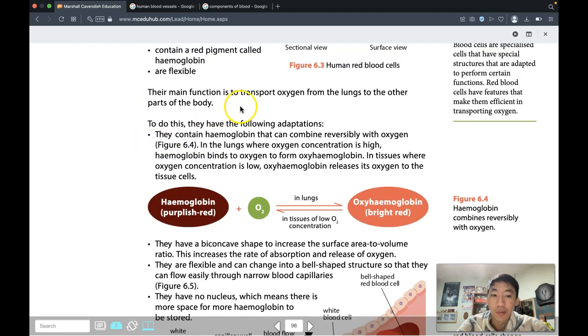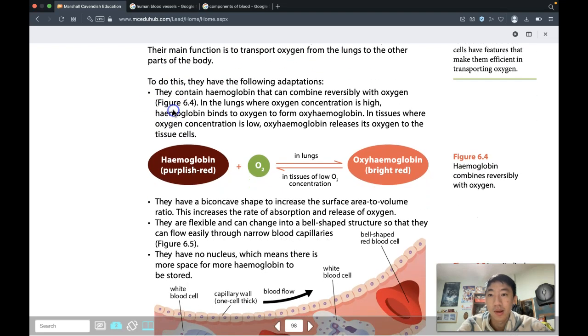First, we talk about the red blood cell's function. The function of red blood cells is to transport oxygen from the lungs to the other parts of the body. That's quite obvious. Like I was saying, hemoglobin can bind reversibly with oxygen. In the lungs, where oxygen concentration is high, hemoglobin will bind to oxygen to form oxyhemoglobin. In tissues where oxygen concentration is low, oxyhemoglobin releases its oxygen to tissue cells. So it's like a back and forth process.